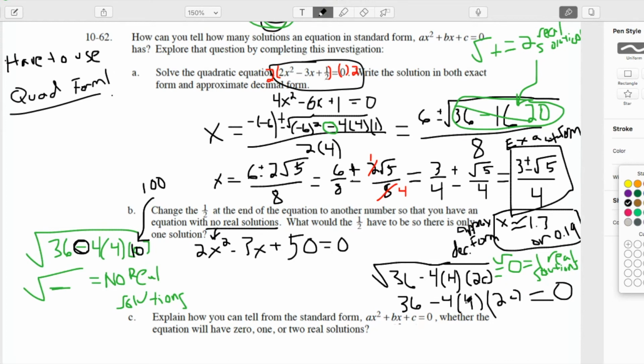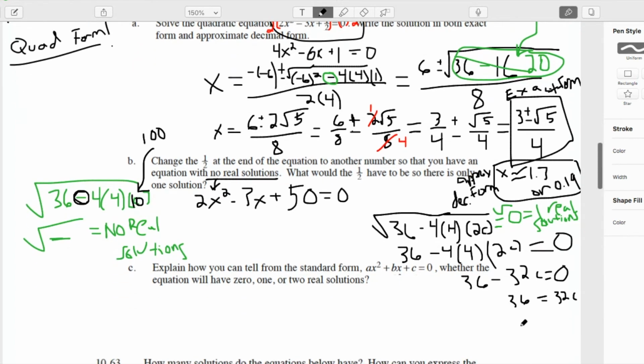Okay, negative 4 times 4 is negative 16, times 2 is negative 32. So 36 minus 32c equal to 0. We're going to add the 32c to both sides, so we get 36 equaling 32c. Divide both sides by 32. 4 goes into both those. 4 goes into 32 8 times, and 4 goes into 36 9 times. So this is going to be 9 over 8. So if C were 9 over 8, then there would be only one solution.